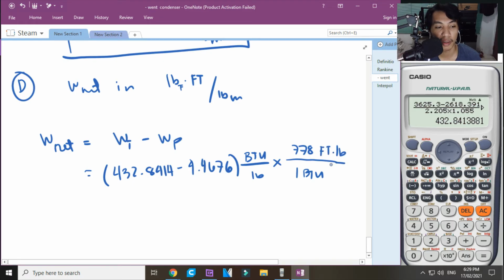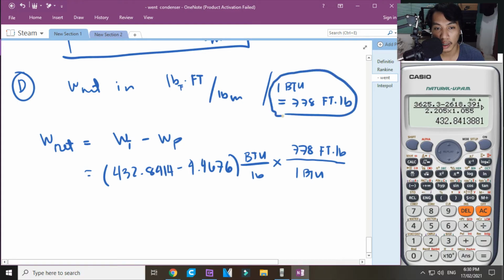Nako, nalimutan na naman natin yung conversion unit. Paano yan pag nalimutan mo? Patay na tayo dyan. Dapat kabisado ninyo yan: 1 BTU equal to 778 feet pound. Alalahanin ito mga kaibigan. Yari tayo dyan pagdating ng board exam.